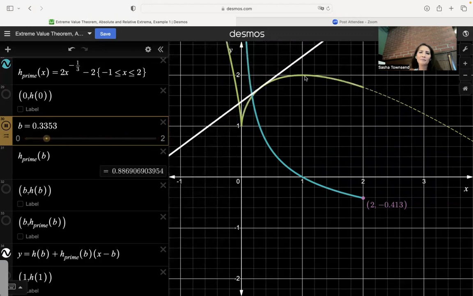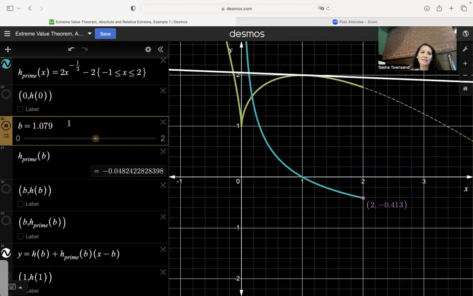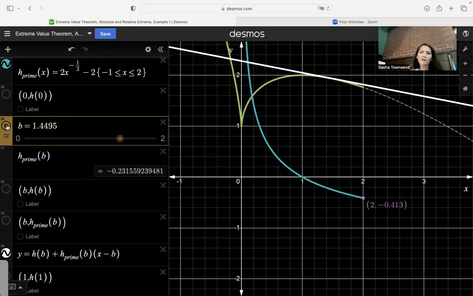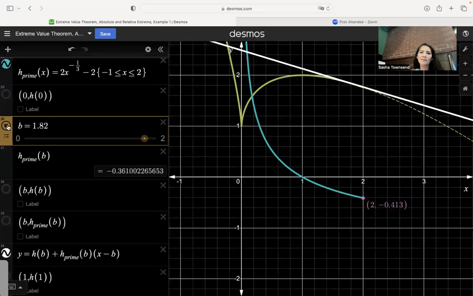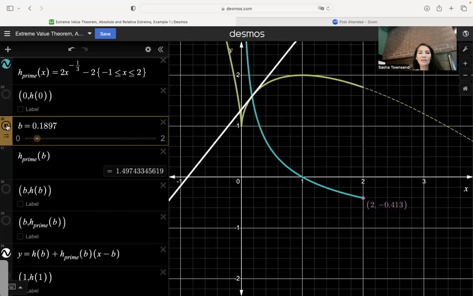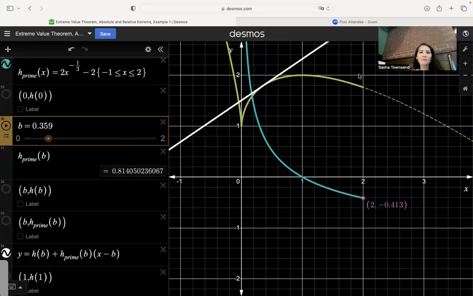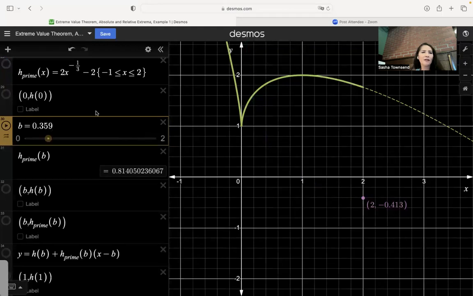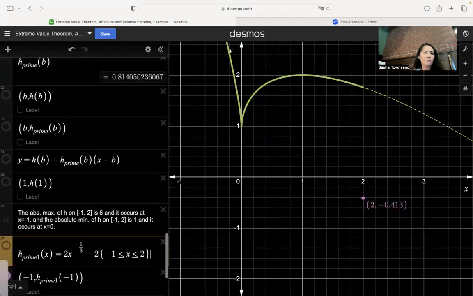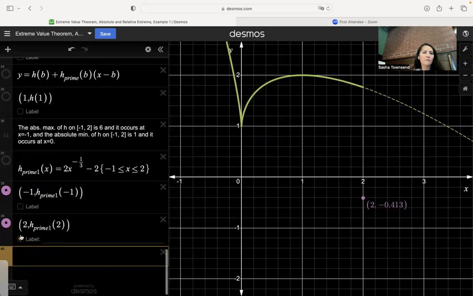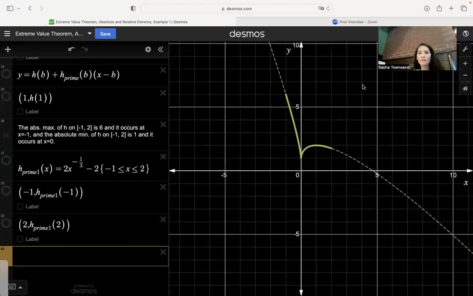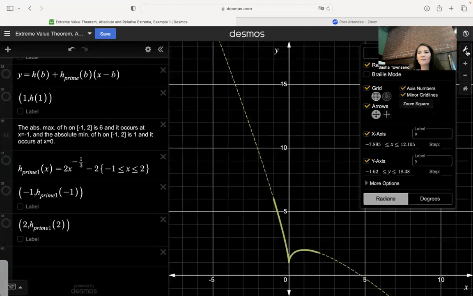Visually, we can see that. That's a sort of preview of what's called the first derivative test. It's a little bit unrelated to the extreme value theorem, but it is related to finding extrema. Okay, let's get rid of this line, and let's get rid of the derivative graph for now. And then let's look at this function.